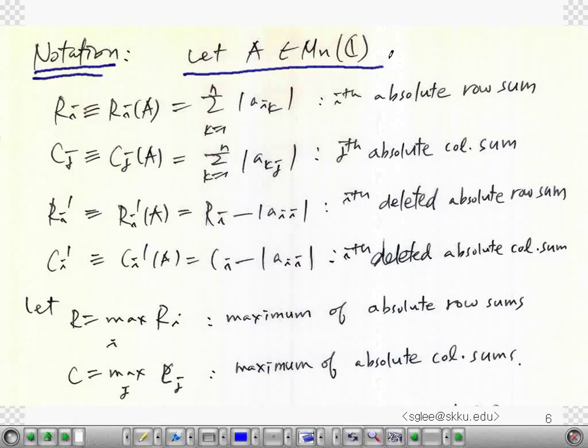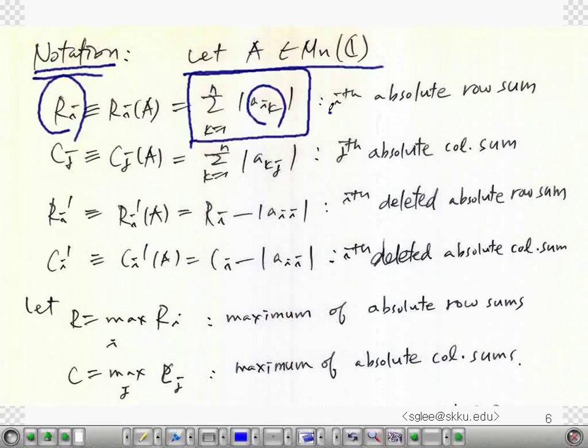Okay, let's start with some notations. Let A be an n by n complex matrix. R_i is the summation of the absolute values of a_ik over k. So these are the entries in the i-th row, with absolute values, and we sum them. So we call this the i-th absolute row sum.